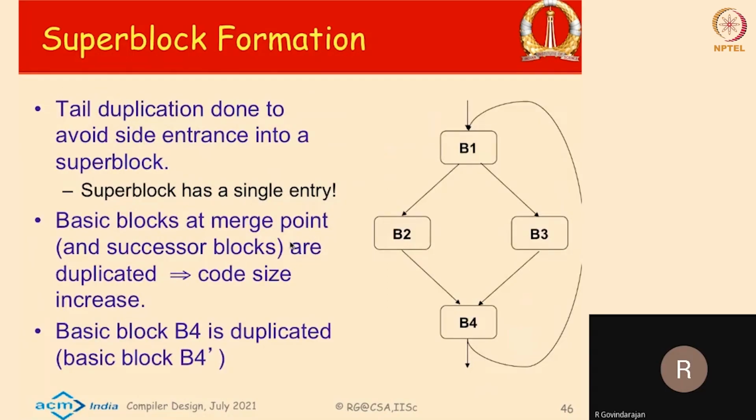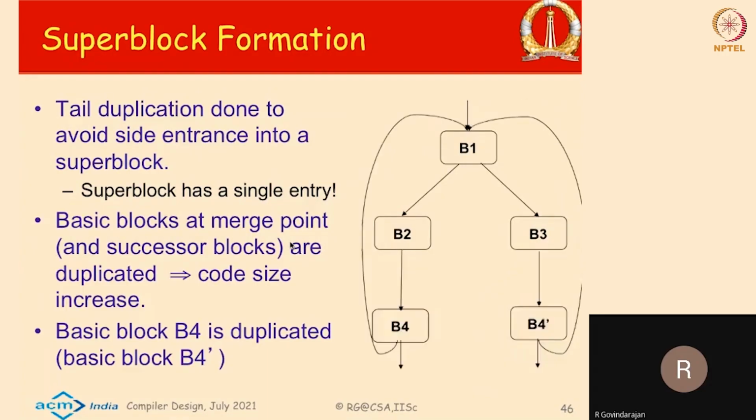For the same control flow graph, I want to have a single entry and possibly multiple exits. So I rewrite the control flow graph in the following way: duplicate, or clone, the basic block B4 into two parts and write it like this. And now I have one super block consisting of B1, B2, B4, right?